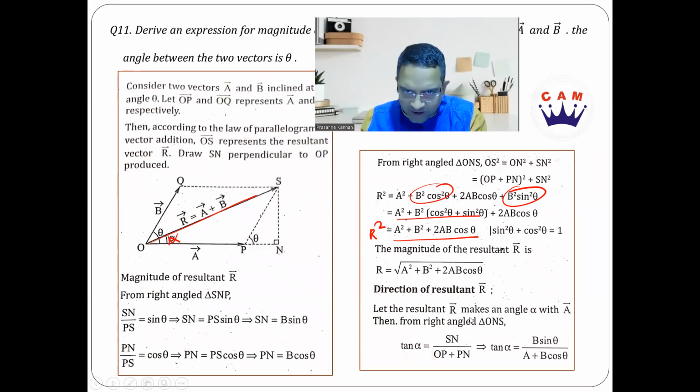This is what you must have done. For the diagram, you would get 1 mark, your explanation here 1 mark, derivation of the magnitude 2 marks, and then the resultant 1 mark. So that's how 5 marks will be awarded to you.